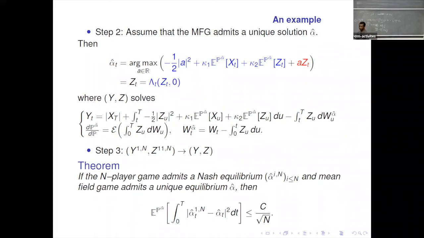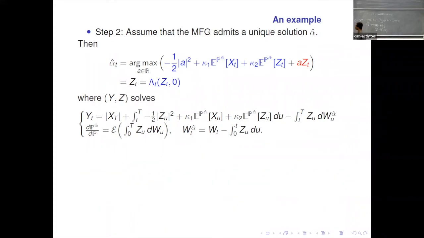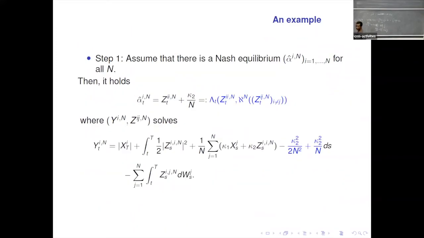I have 2 questions. The first one is, can you come back to 2 slides before? When you have the change of probability measure for a given capital N, I'm just a bit worried about the fact that it depends on all the players. Can you control this uniformly with respect to capital N? I'm just worried about this.